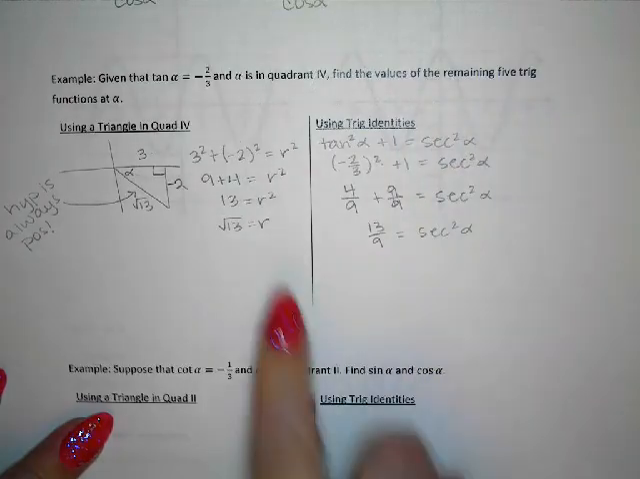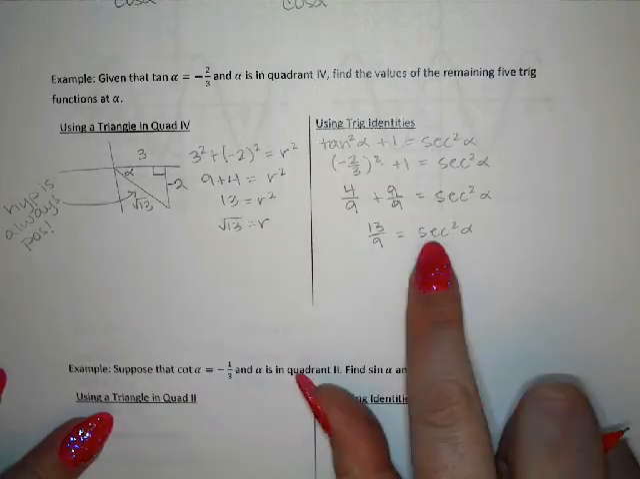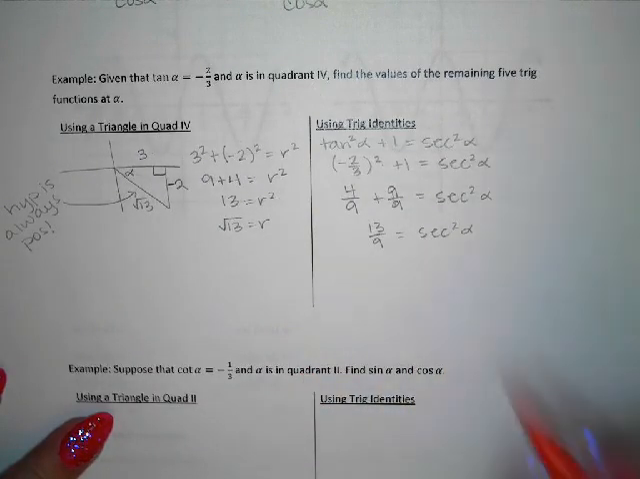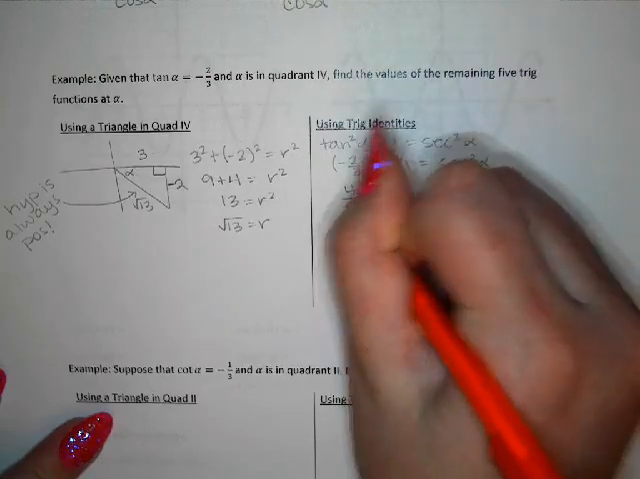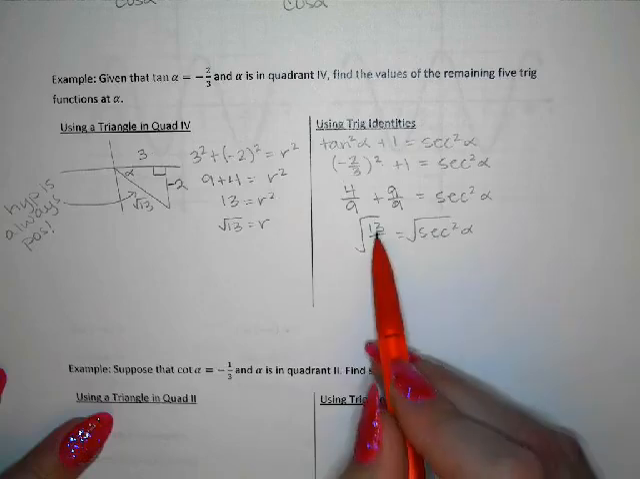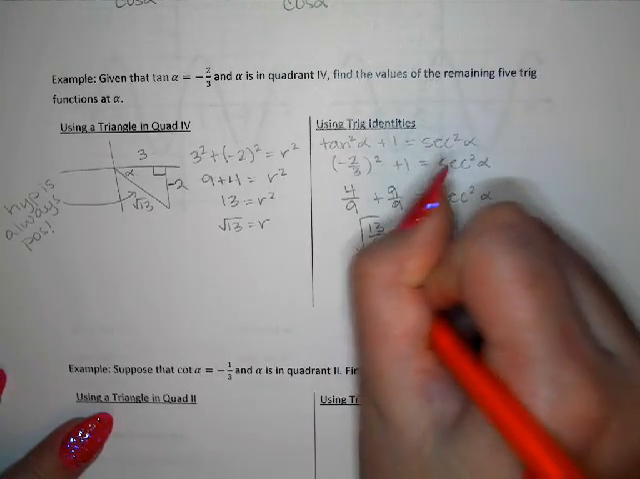So now to find secant, instead of secant squared, I just need to square root both sides. And when you square root a fraction, you square root the top and the bottom. So this means that secant alpha is root 13 over 3.